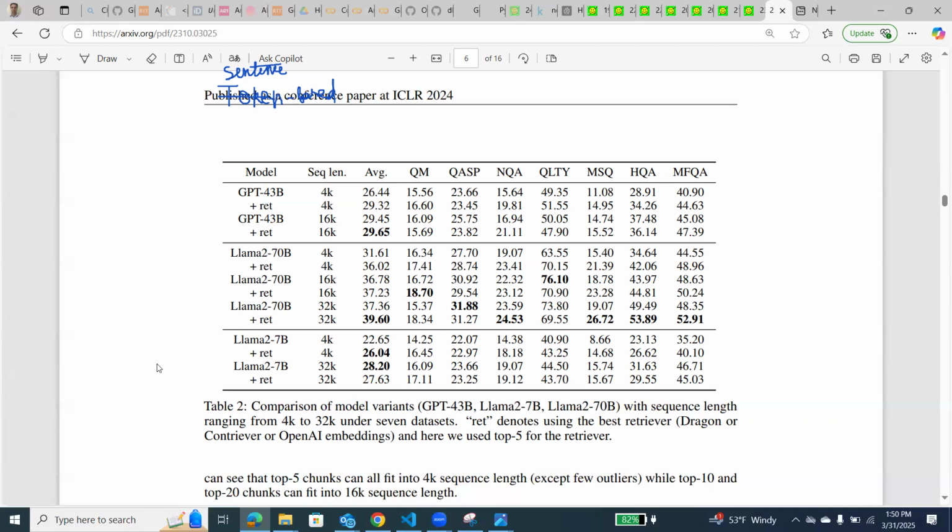And next time we will continue talking about this idea, how to retrieve the information from your data or from the internet.